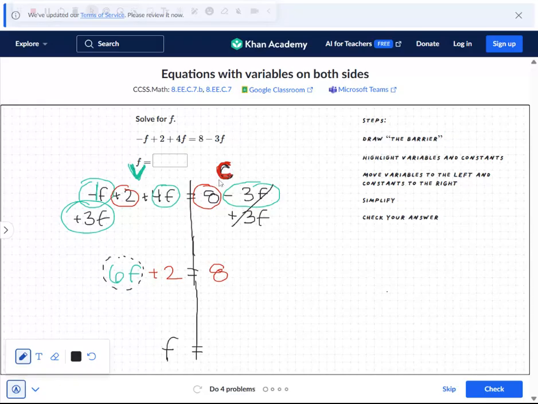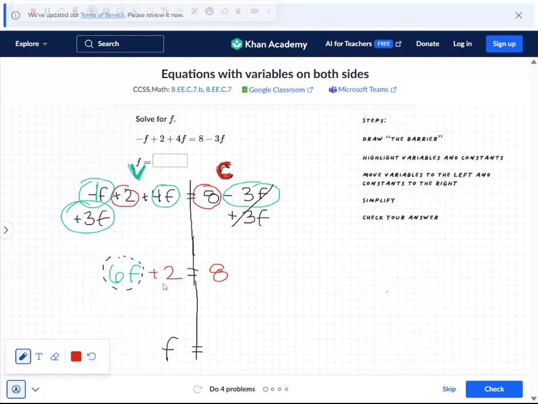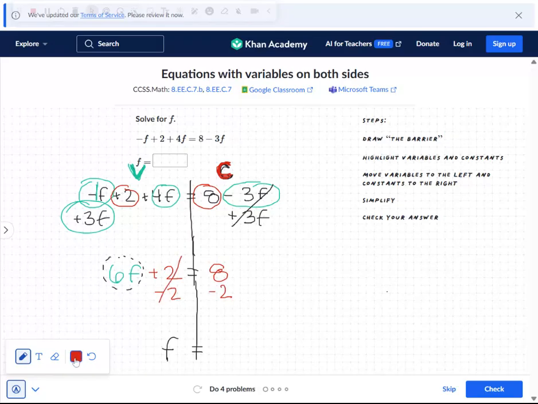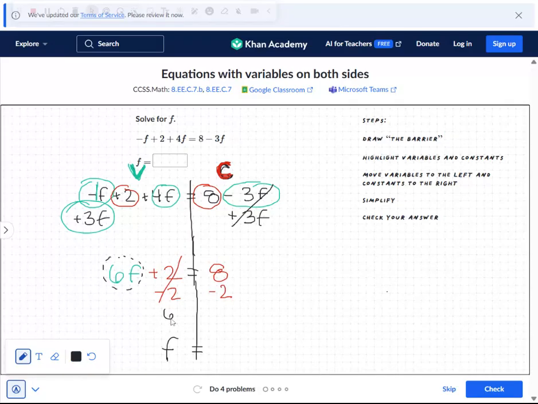Likewise, similar thinking with variables and constants. We need to just move the constants over. All of the red, or whatever color you chose, all of the constants need to be on one side, variables on the other. Again, inverse operation. We're going to go ahead and subtract. The inverse of addition is subtraction. Minus 2 on both sides.